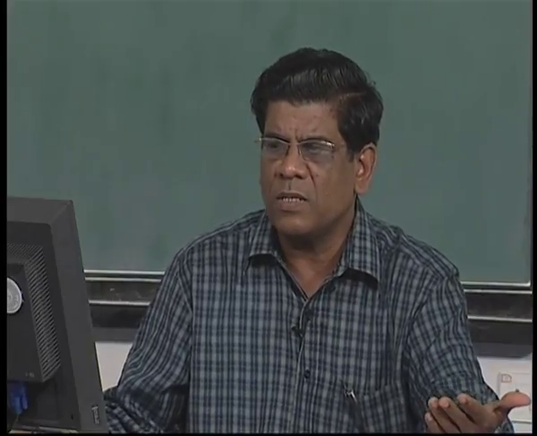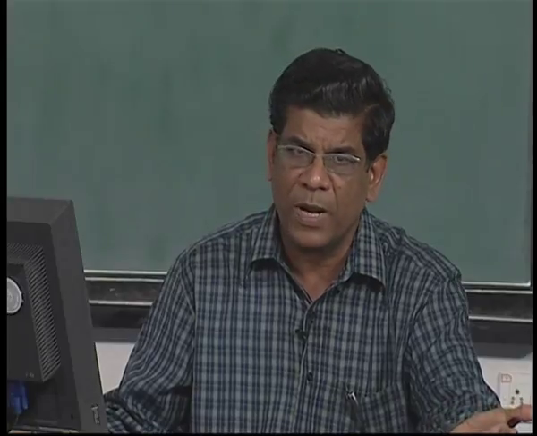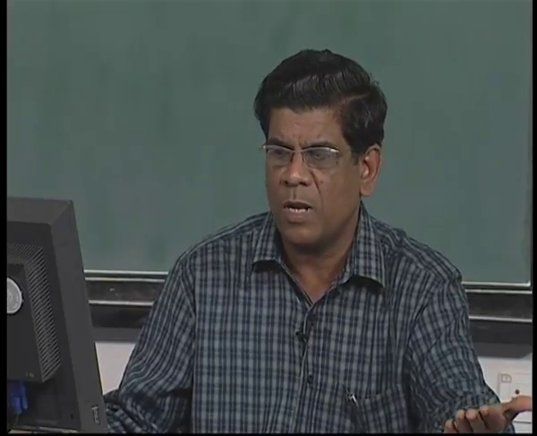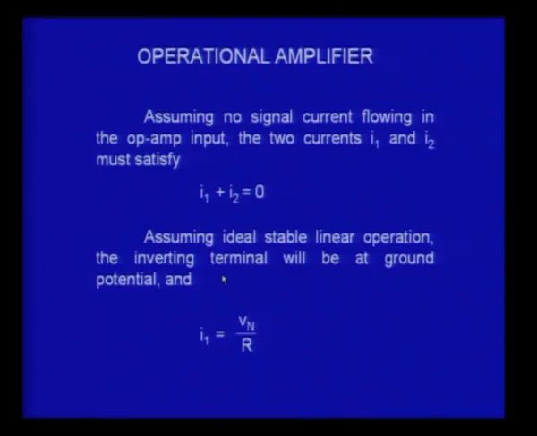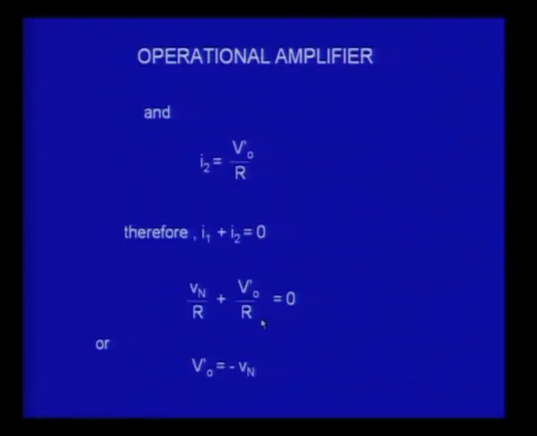Now, assuming stable ideal linear operation for the multiplier, the inverting terminal will be at ground potential. Therefore, I1 is equal to Vn by R, and I2 is Vo' by R. Therefore, I1 plus I2 is equal to 0, as we have already discussed. That means Vn by R plus Vo' by R is equal to 0, or Vo' is equal to minus Vn. That is what we get.